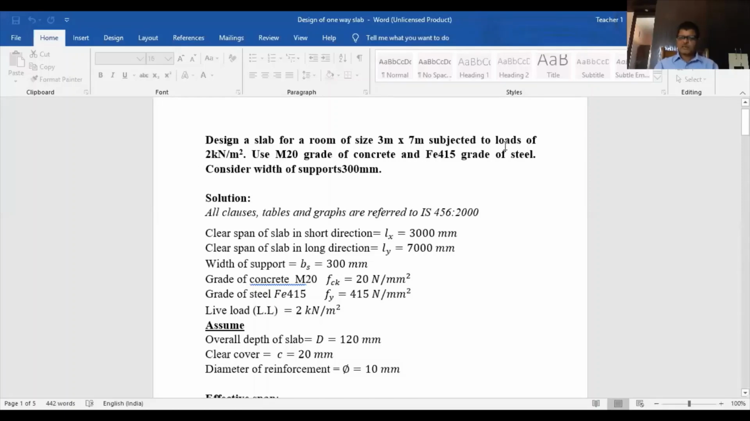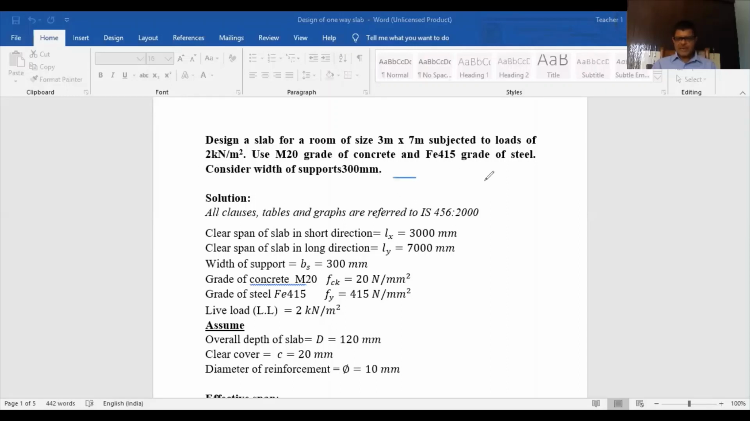Hello learners, in this lecture we will discuss the design of a one-way slab. In the design of a slab, as you know, reinforced slabs are provided on rooms or also in buildings. They have a width and a length. So let us draw one of these slabs.